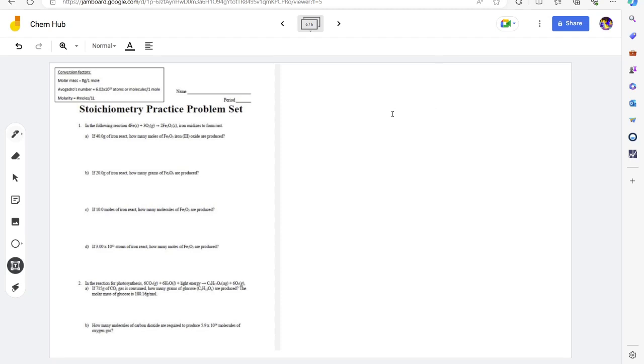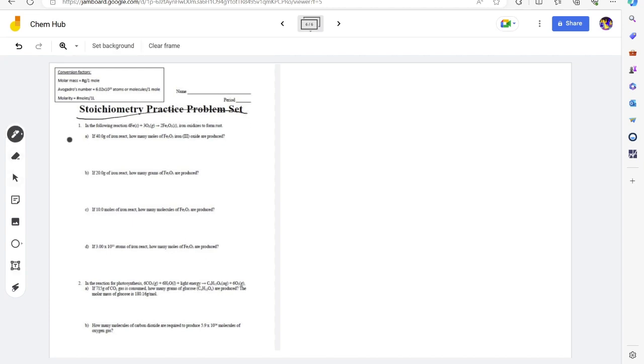Hey guys, I'm here to explain stoichiometry. Stoichiometry is essentially how we're going to convert from one unit of one element to another unit of another element or compound. So we're going to make an attempt at this practice sheet here.